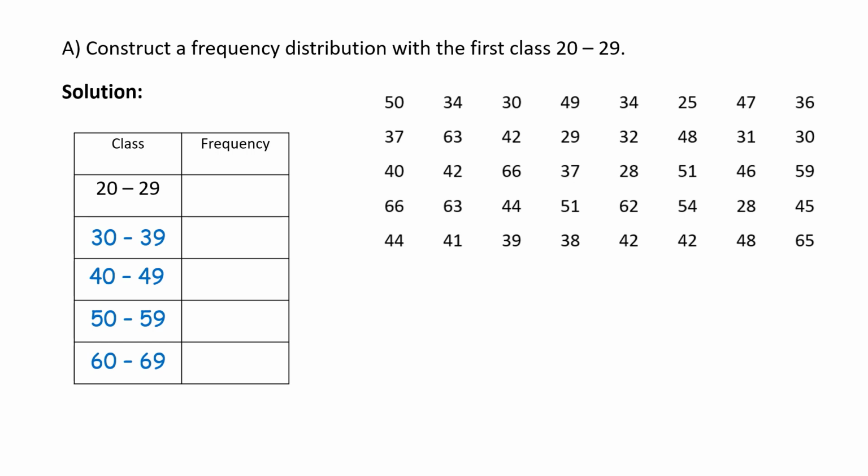For the 20s, looking at the data, you will see 4. For 30s, count them: 34, 30, 34, 36, 37, reading across the second row, 32, 31, 30. Going to the third row, you see a 37. Looking at the fourth row, none in the 30s, and in the very last row, you see a 39 and a 38. That's 11 total in that age group.